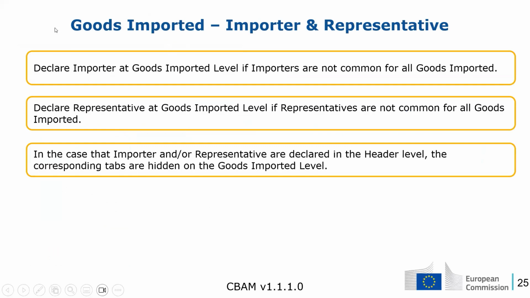This is a slide with what I just said before, that we need to declare the importer at goods imported level if importers are not common for all goods that are imported. The same applies for the representatives. Declare the representative at goods imported level if representatives are not common for all goods imported. In case that the importer and/or representative are declared in the header level, the corresponding tabs are hidden on the goods imported level.